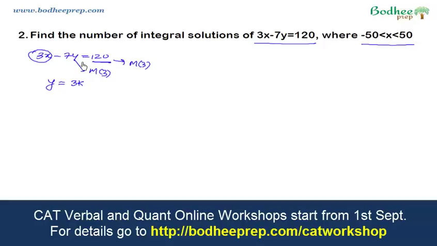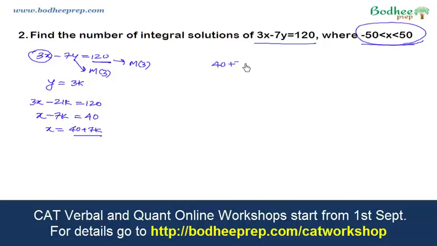So if I substitute y equal to 3k in the original equation, we get 3x minus 21k is equal to 120, right? Again we can divide it by 3, so that it will be x minus 7k is equal to 40, or we can say that the value of x would be 40 plus 7k, right? Now I have taken everything in terms of x because we have been given the condition in terms of x, right? So x should be between minus 50 and 50. So we can say that 40 plus 7k, which is actually the value of x, has to be less than 50 and has to be greater than minus 50, right?